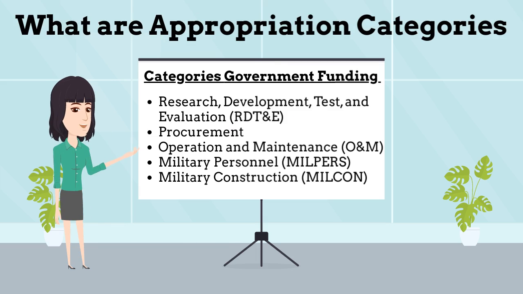What are appropriation categories? Appropriation categories are categories of government funding that group funds into areas of interest. These areas of interest are what the money is spent on. The money for each category has to be spent within a certain time limit, and the money has to be spent according to funding policy type. These policy types are incremental, full, or annual.